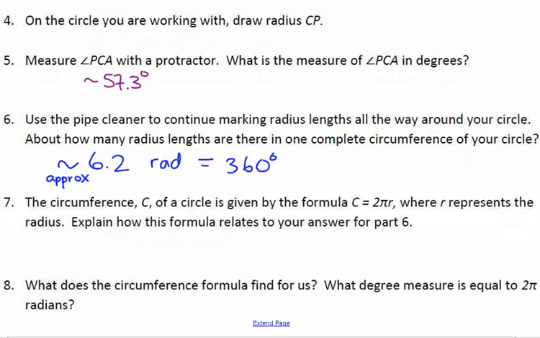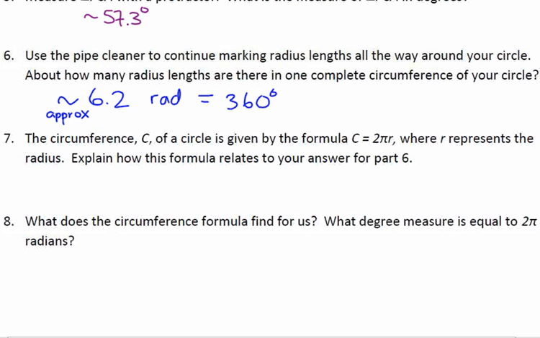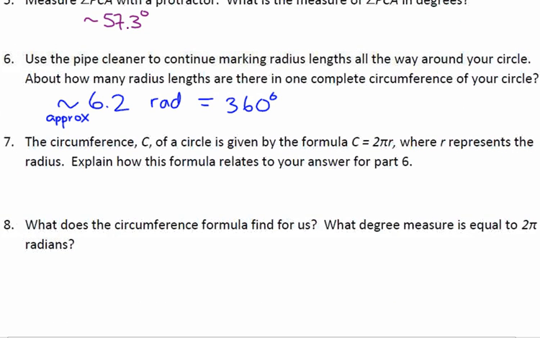The circumference C of a circle is given by the formula 2 pi r, where r represents the radius. Explain how this formula relates to your answer. If we rearrange the formula to get 2 pi by itself, we get circumference over radius. So if we take our full circumference divided by our radius, that is equal to how many radians we have in our circle.